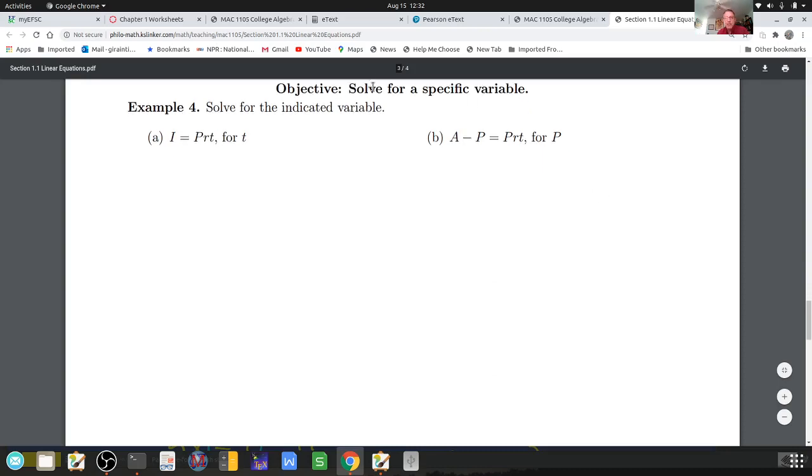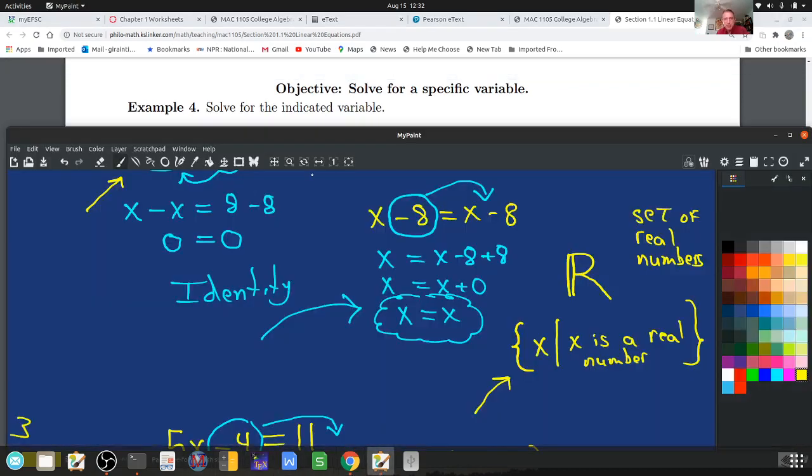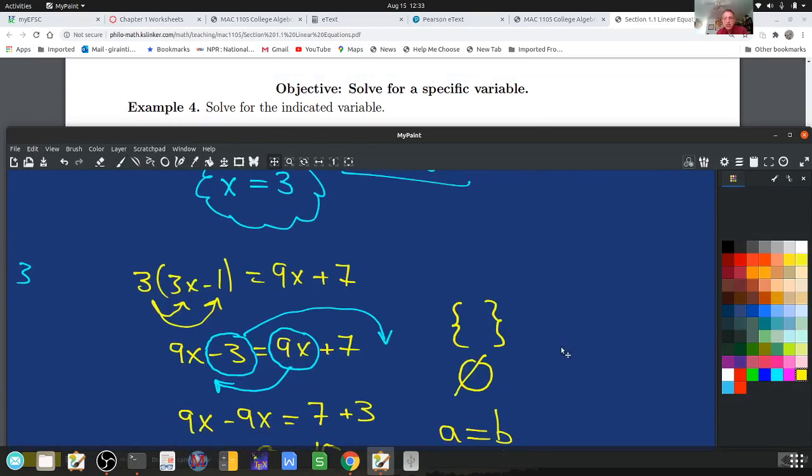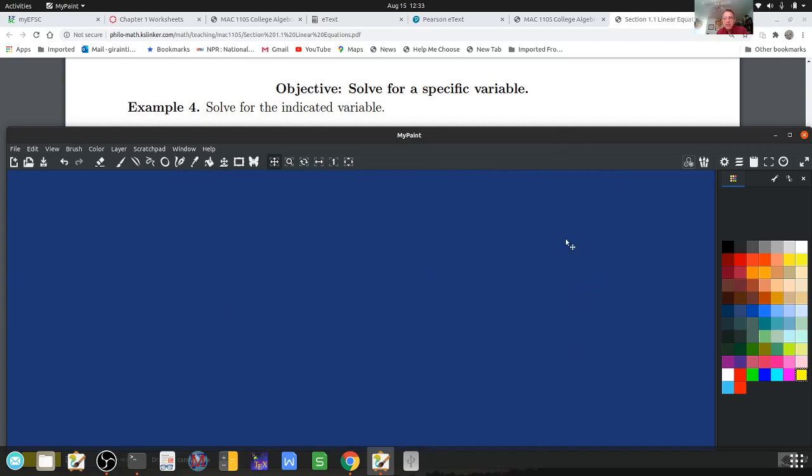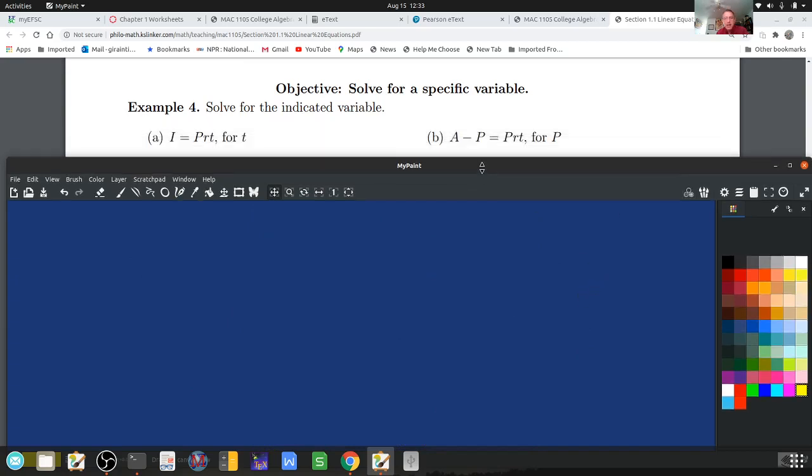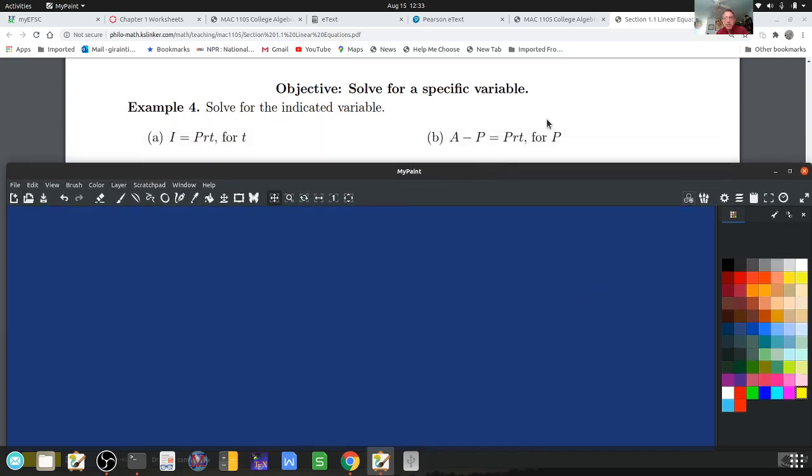So here, and this is the only part, for some reason, this is problematic for students. What we're doing in this case is we're still solving linear equations, but we're going to be solving for a specific variable. So this is definitely one you need to practice.